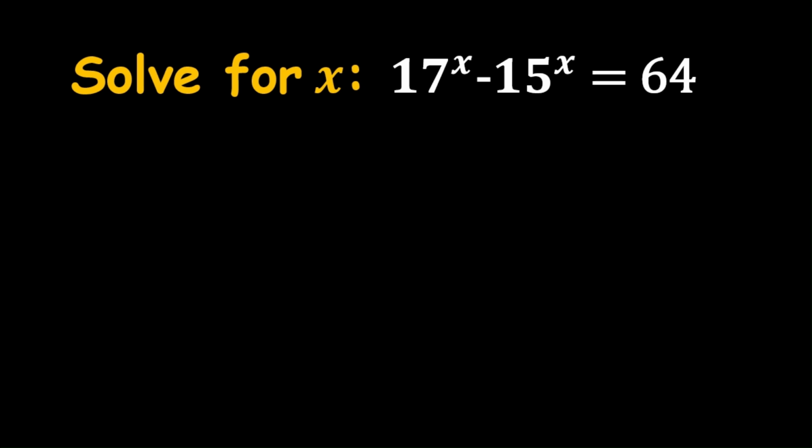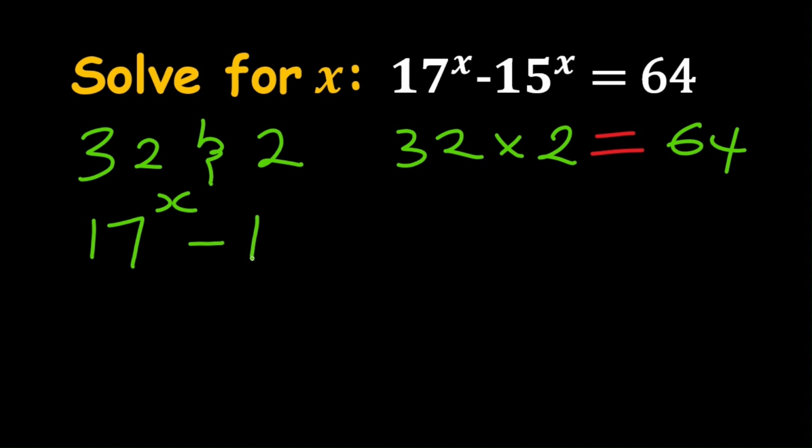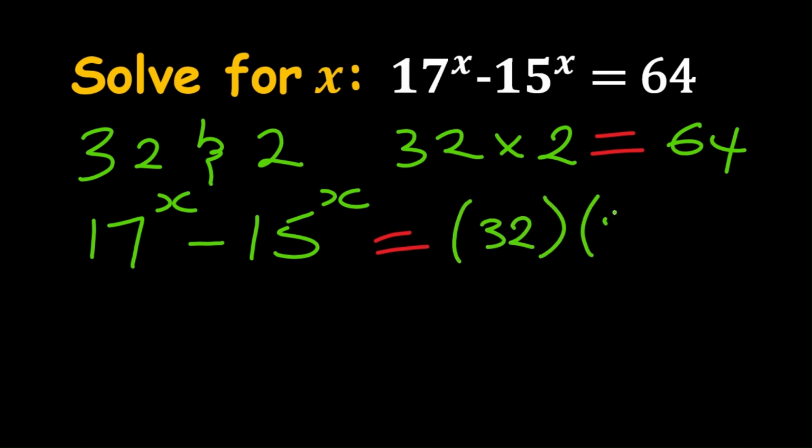The best fit is 32 and 2 because 32 times 2 is equal to 64. Let's rewrite the equation as 17 to the power of x minus 15 to the power of x is equal to 32 times 2.